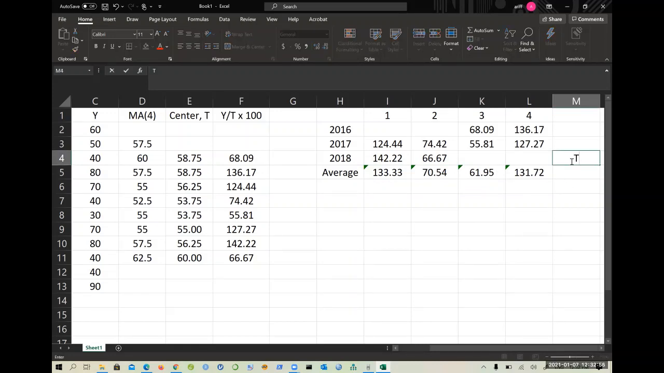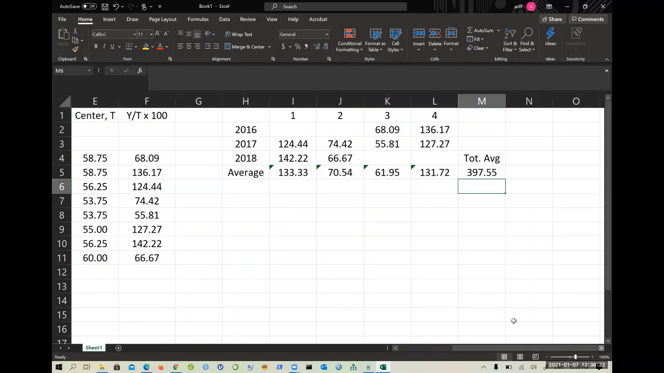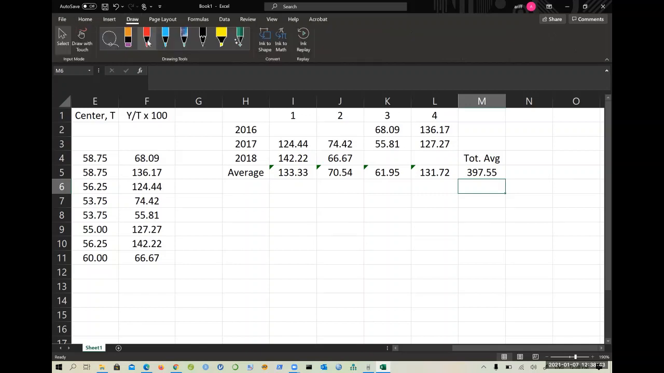Okay, this is the average value, and the next thing that you need to do is to calculate the total average. So here is the total average. The sum for all the average to get the total average. So in this case, you get 397.55. In this situation, you require this value to be equal to 400. So you perlukan nilai ini adalah bersamaan dengan 400. You nakkan this value to be supposed to be 400, right? But right now it's not 400.